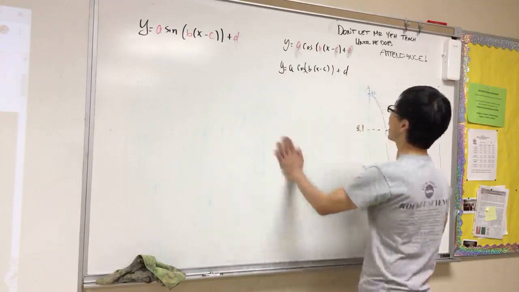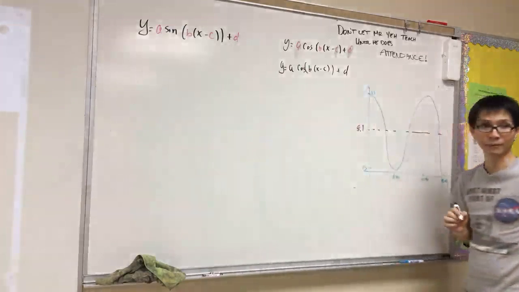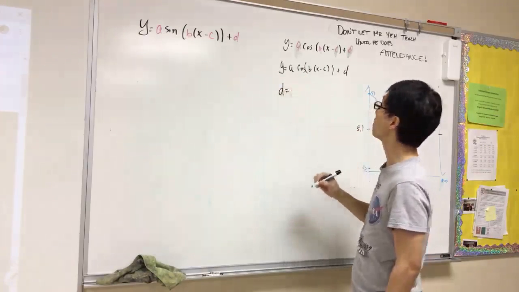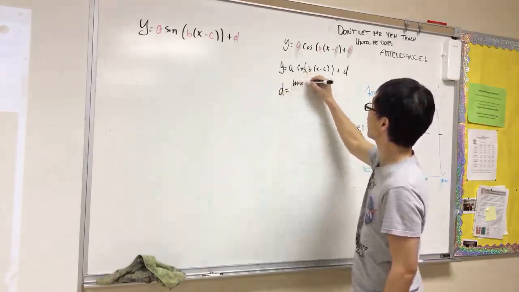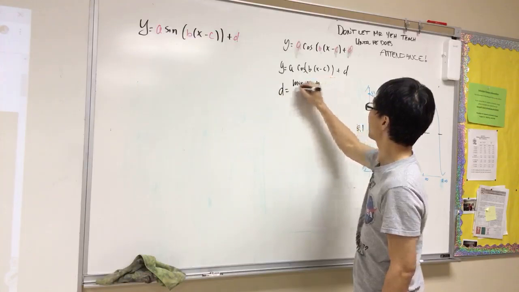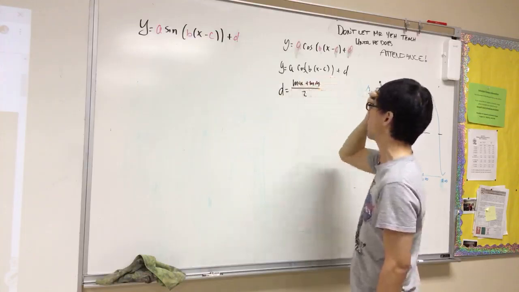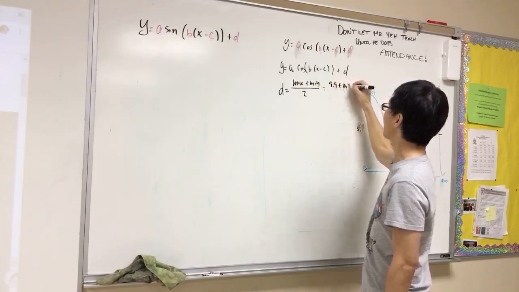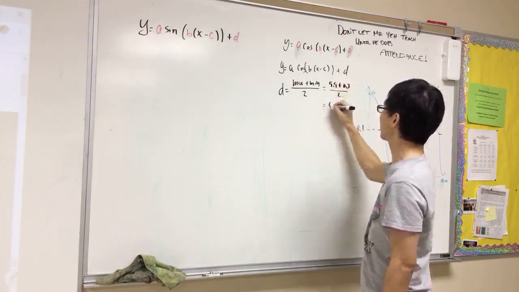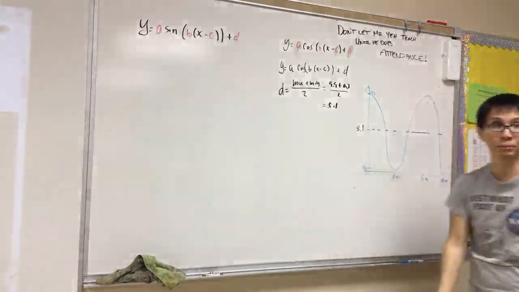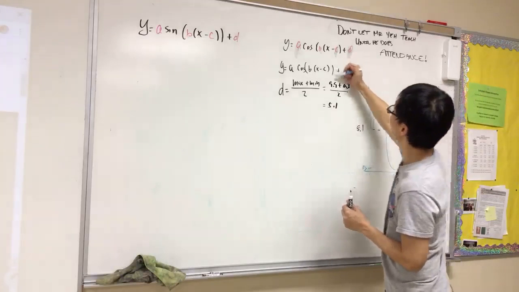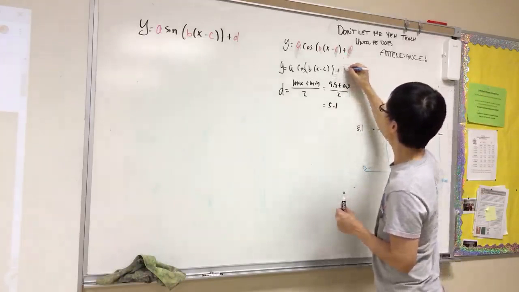So let's figure out d first. So d is equal to what? Maximum plus minimum divided by 2. So that's going to be 9.9 plus 0.3 divided by 2. That's equal to 5.1. And they already give you that. So can I go here? And I can say 5.1.